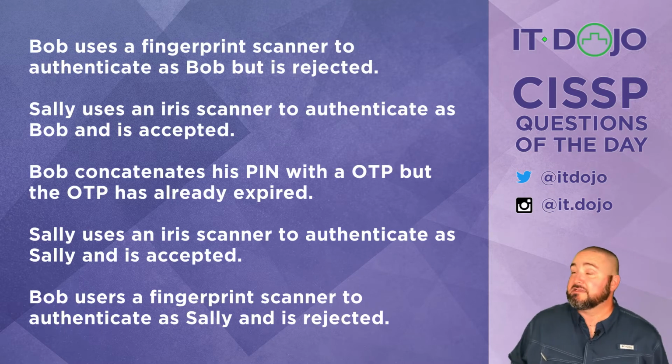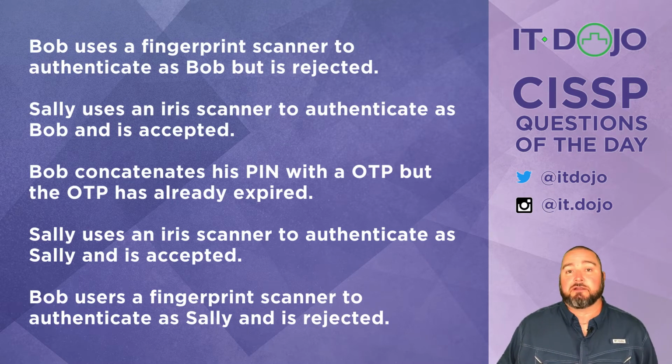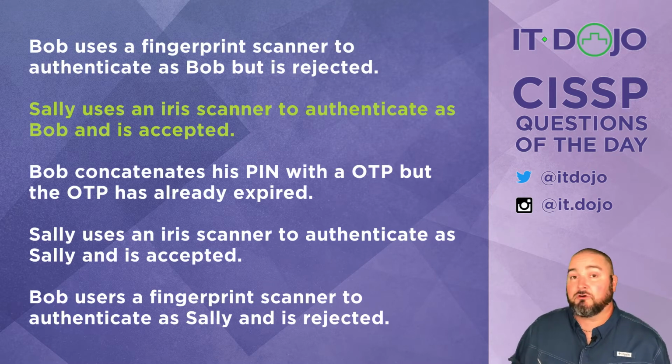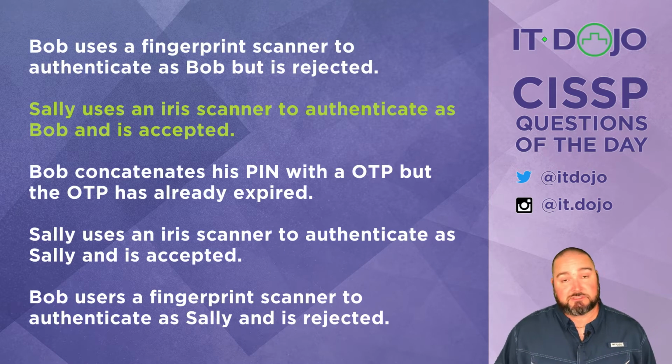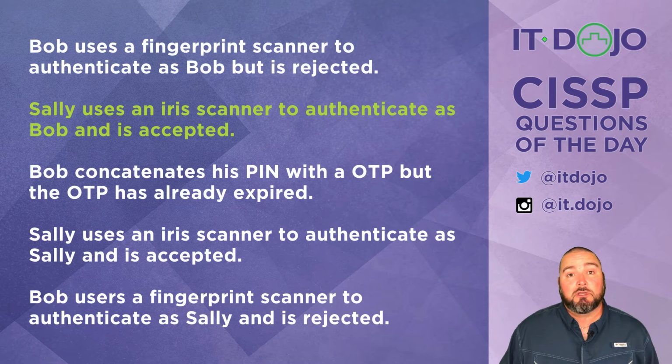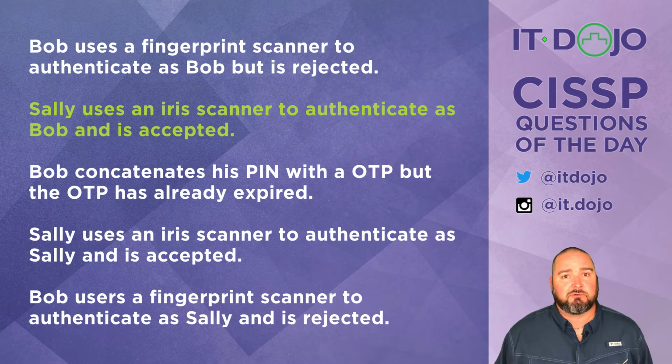Option number 2 on the list says that Sally uses an iris scanner to authenticate as Bob and is accepted. That is a type 2 error in biometrics. That is called a false acceptance. False acceptance, or FAR, false acceptance rate, or a type 2 error. So that's the right answer that you're looking for. But let's review the other ones just to be sure that we've covered them all.